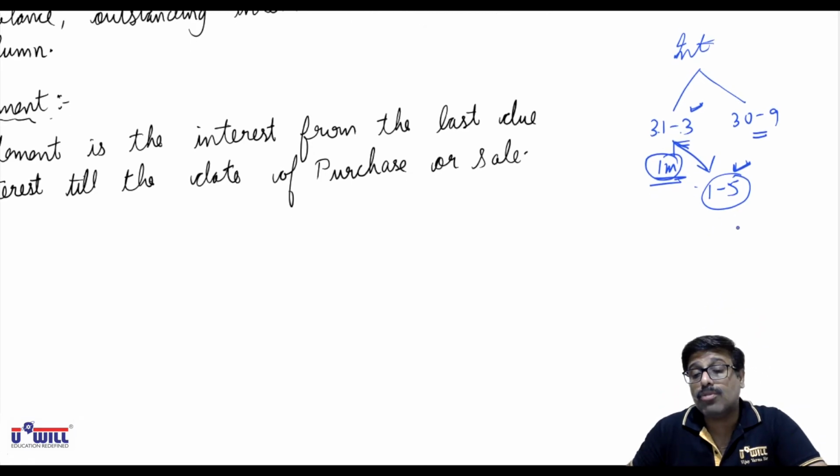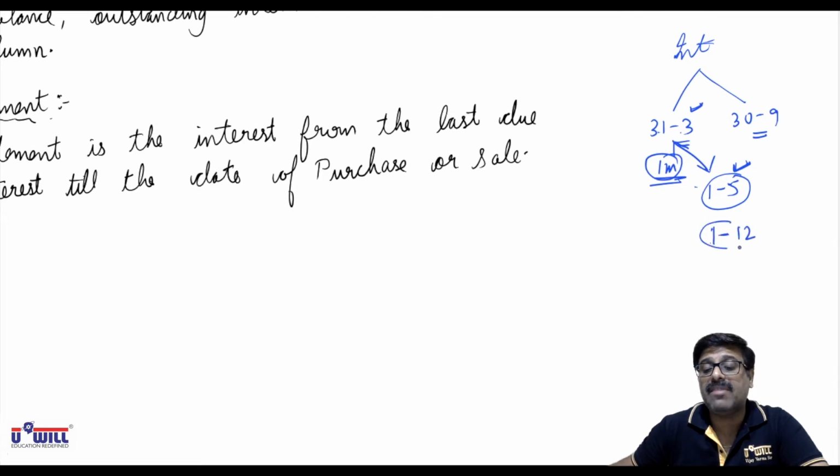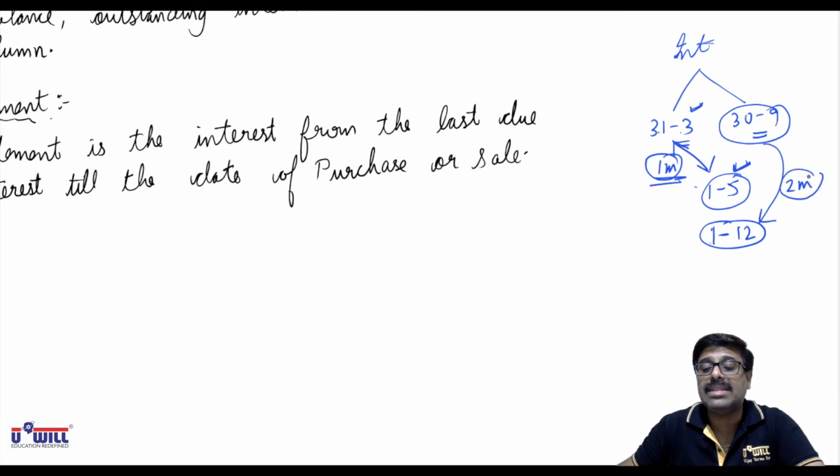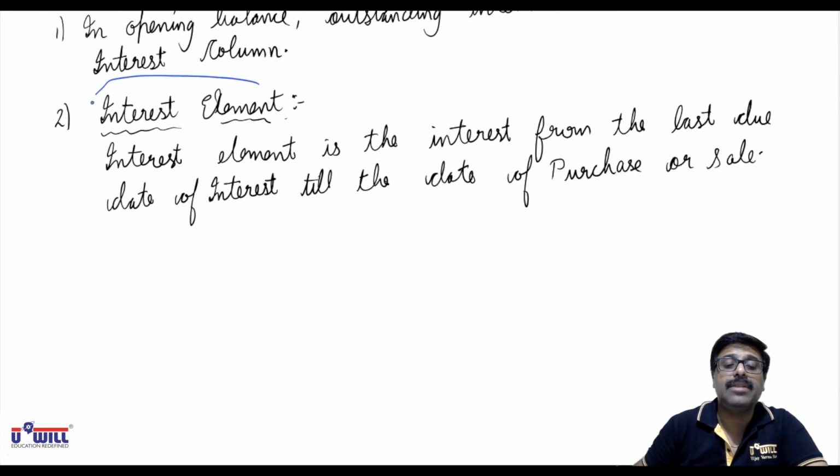Let us say, suppose you buy or sell the security on 1st of December. Now if I ask you, before 1st December, when the interest would have become due? Before 1st December, it would have become due on 30th September. So 30th September to 1st December means October and November, 2 months. 2 months interest will be calculated. This is called interest element.